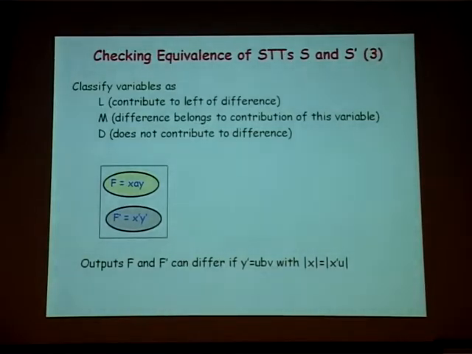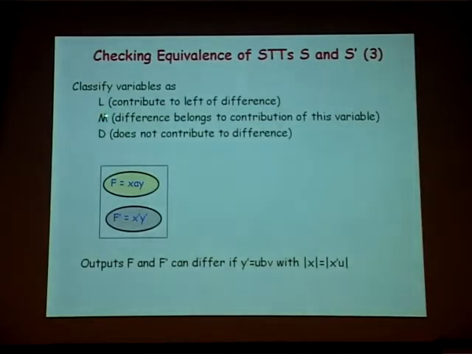So this is how we can do it. We are guessing that the two outputs are different by saying that there is a bit in y prime which is b, and that b is at the same distance as this a in f, which means the length of x is the same as x prime followed by the prefix of y prime where that b is. So we can use that information to classify variables into three categories.